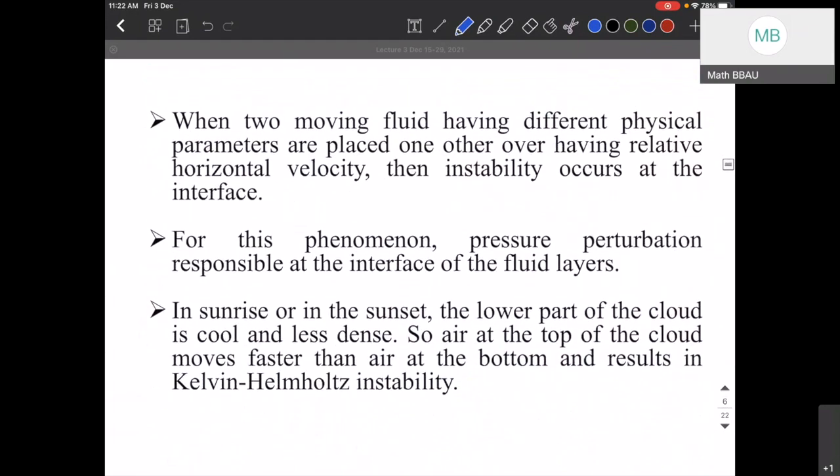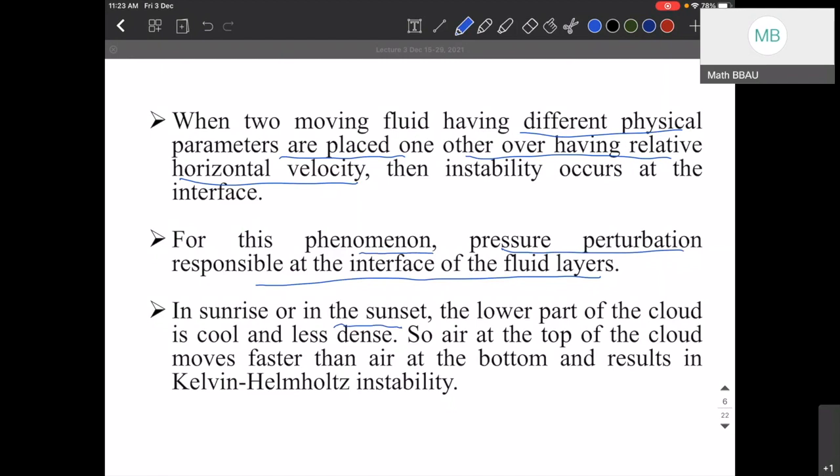Now, Kelvin-Helmholtz instability occurs when two fluids having different physical parameters are placed one over the other with a relative horizontal velocity. It doesn't matter whether it is top heavy or bottom heavy, the only condition is that the interface must experience a relative velocity. Then the pressure perturbations will act and the interface will be unstable. For this phenomenon, pressure perturbations are responsible at the interface of the fluid layers. Here the pressure does work against the stability of the interface, and the interface gets destabilized.